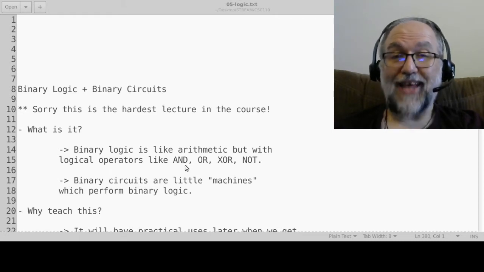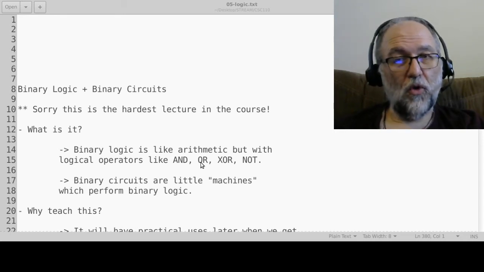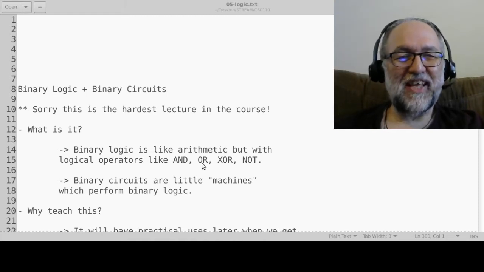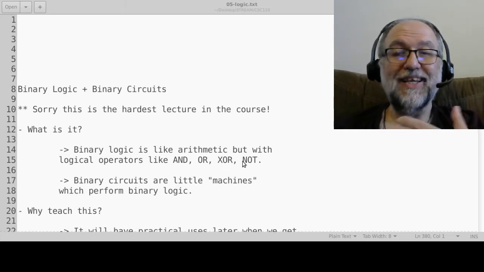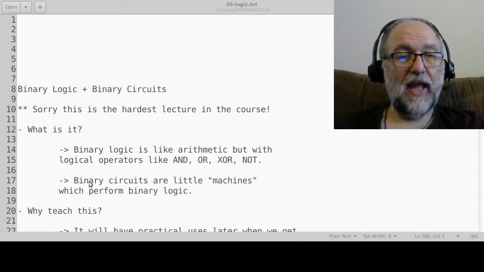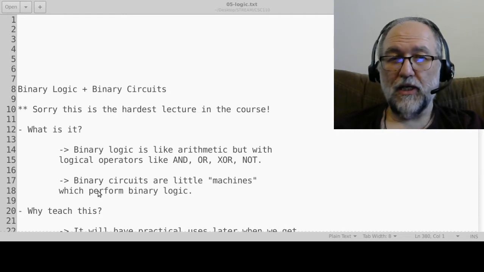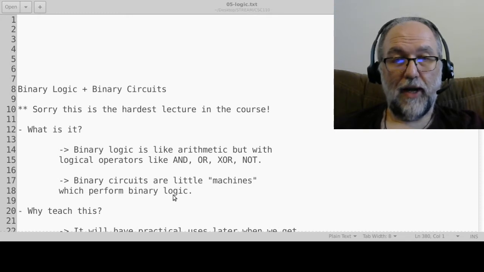And the ones that we're going to study are and. It's just like the word and, but we'll make it very clear as the lecture goes on. And, or. You think you know what or means, but there's actually two meanings to or. There's the inclusive or and the exclusive or, and I'll show you what that means later. And then not, which is just the negation. So that's what binary logic is, and that's what we'll do first. And then I'm going to use binary logic to show you that we can build binary machines or binary circuits that can do binary logic. Binary circuits are basically little machines which are capable of performing binary logic.